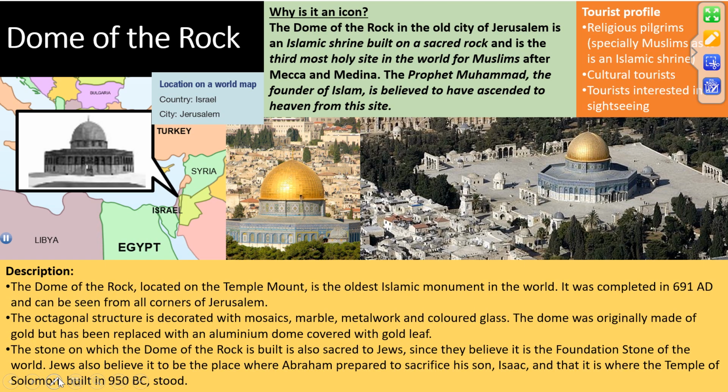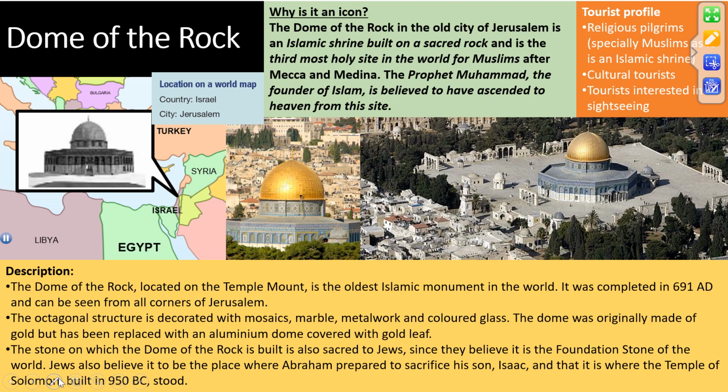If you look at the description given to you there, you will see that the Dome of the Rock is located on the Temple Mount. It is the oldest Islamic monument in the world, and building was completed in 691 AD. And it is such an impressive sight, it can be seen from all over Jerusalem.